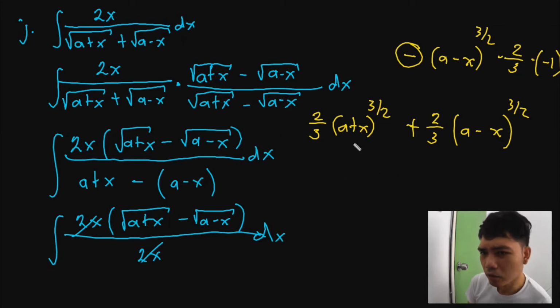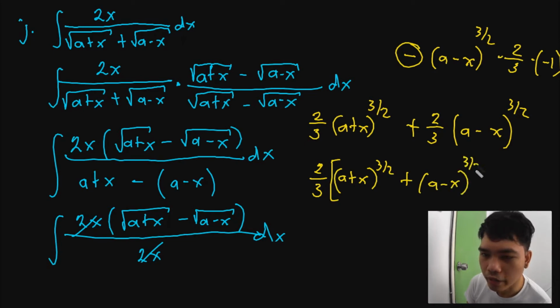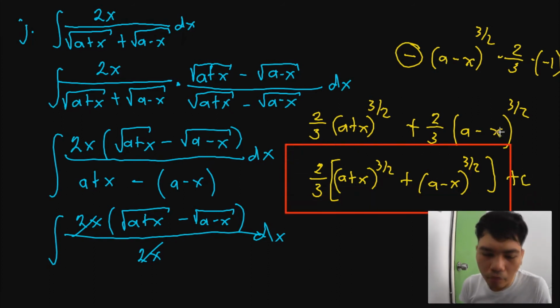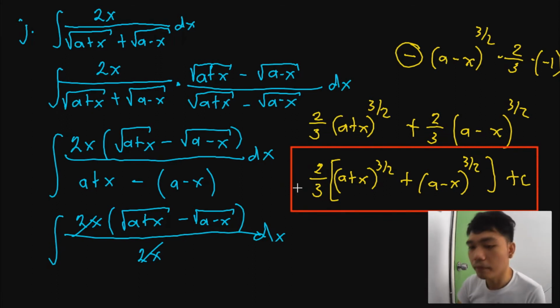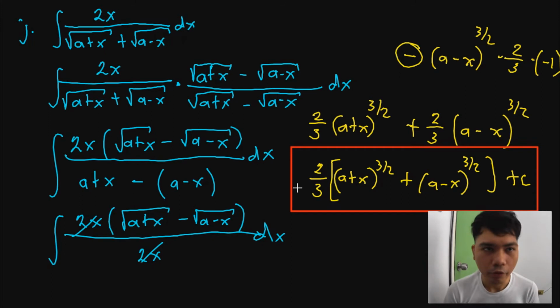And then kung gusto nyo, pwede naman natin na i-factor out yung 2/3 just to make this simpler. So we have 2/3 and then a plus x raised to 3/2 and then plus a minus x raised to 3/2 and then plus c. So this can be your final answer for this problem. Okay? Yan, yun yung ating pwede maging final answer for this J.